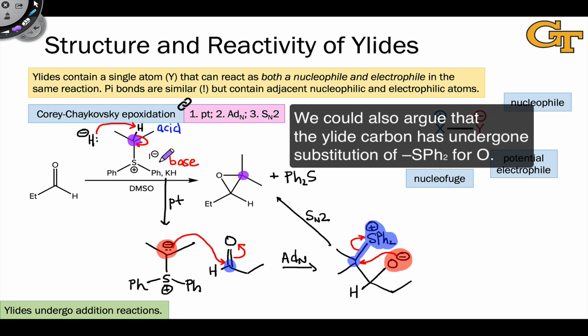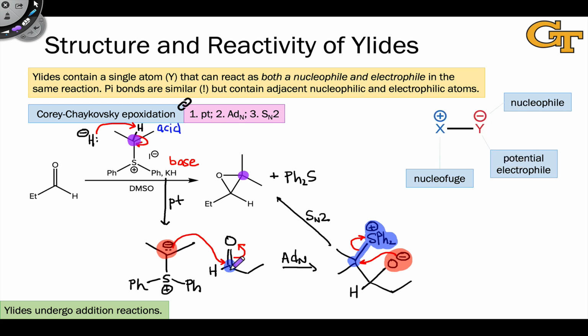And it all stems from the fact that the ylide carbon is both nucleophilic. Notice in the first step, it acts as a nucleophile, and electrophilic. In the second step, it acts as an electrophile. This means that it can form two bonds in one reaction. This typically corresponds to an addition process. In the Wittig reaction, which we'll cover in detail in the next video, we'll see an addition process followed by elimination that results in net substitution of an ylide for a different atom.